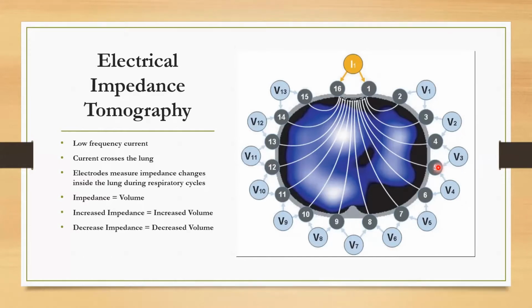So impedance is basically resistance. So the more air that you have, the more the signal is impeded, and the less volume that you have, there's a decrease in impedance. And from this, you can get a computerized image of the distribution of ventilation.